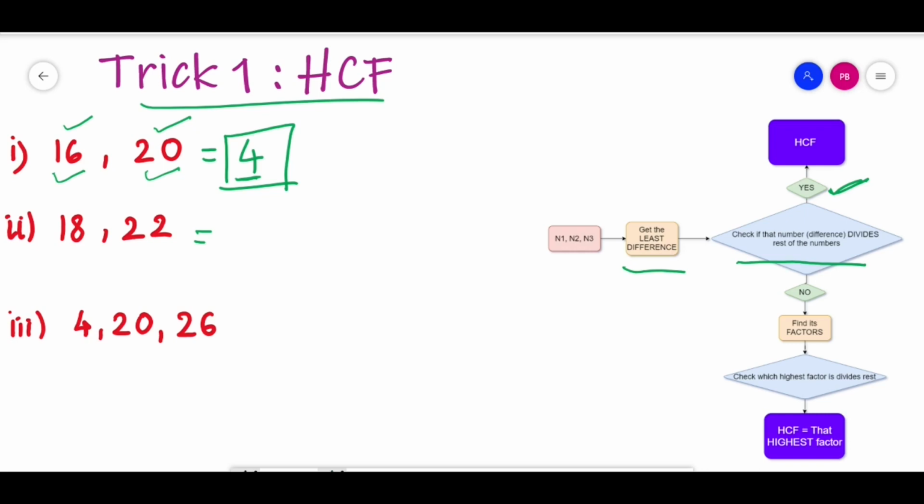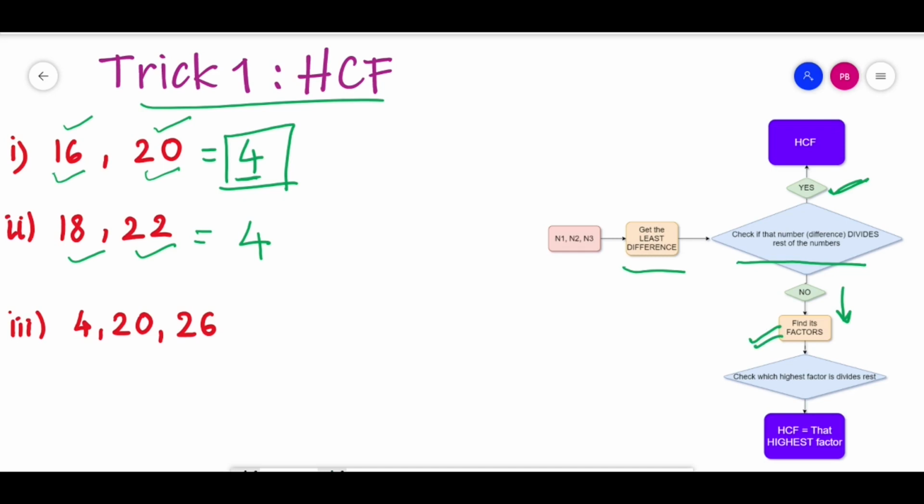First step, get the least difference. 22 minus 18 is again 4. Check these two numbers are completely divisible by 4 or not. So 18 divided by 4 not divisible. 22 divided by 4 not completely divisible. That is why we need to move on to the next step.